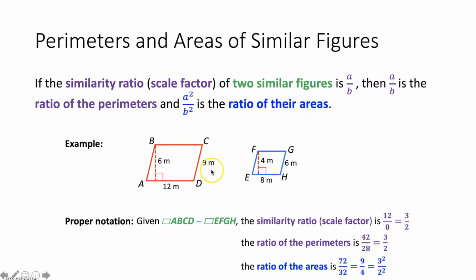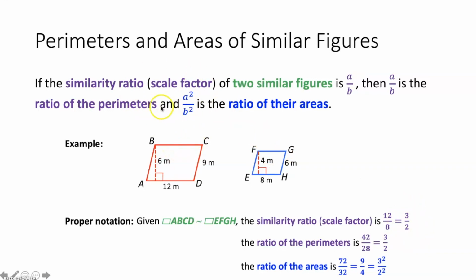So what is this saying? Well, it's saying that if you have two similar figures, like we do here, two similar parallelograms, ABCD and EFGH, if I want to create the similarity ratio or scale factor, I just create a ratio of two of their corresponding sides. So I see that segment AD would correspond with segment EH. So if I create a similarity ratio with those two corresponding sides, I get 12 meters over 8 meters, which simplifies to 3 over 2. That would be the similarity ratio or scale factor between these two figures.